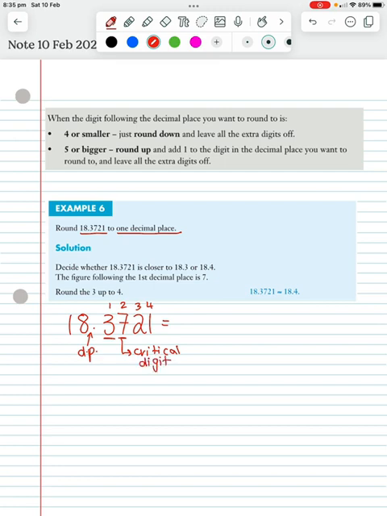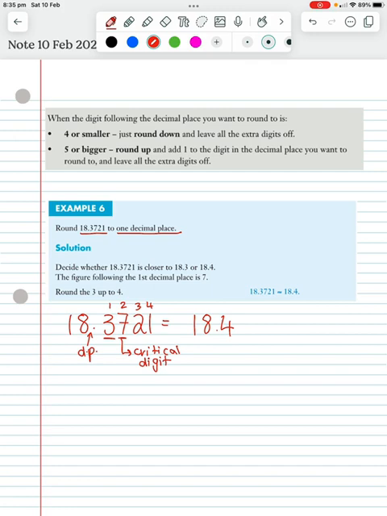So if this critical digit is 4 or smaller, we round down or we just leave the number the same. Or if it's 5 or bigger, we're going to add 1 to round it up. So when we look at our critical digit for this example, it's a 7, so it's 5 or bigger. So our 18 will stay the same. We put our point, but then our 1 decimal place we're rounding to, because the critical digit's a 7, we're going to make our 1 decimal place 4.